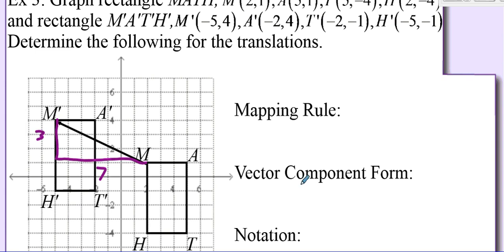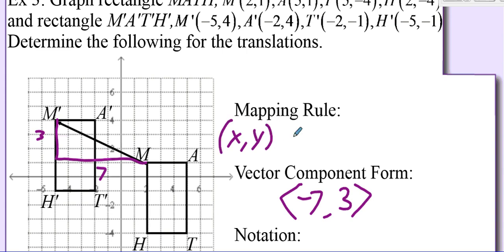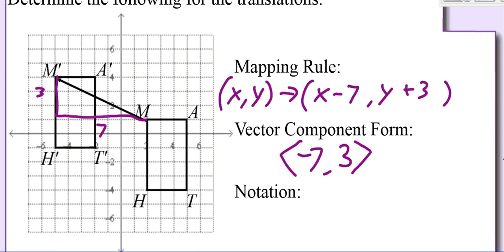So the vector component form: left 7 means -7, up 3 means +3. If you put that in a mapping rule, same thing, but with your x's and y's, it'd be (x - 7, y + 3). And then the other notation, (-7, 3).